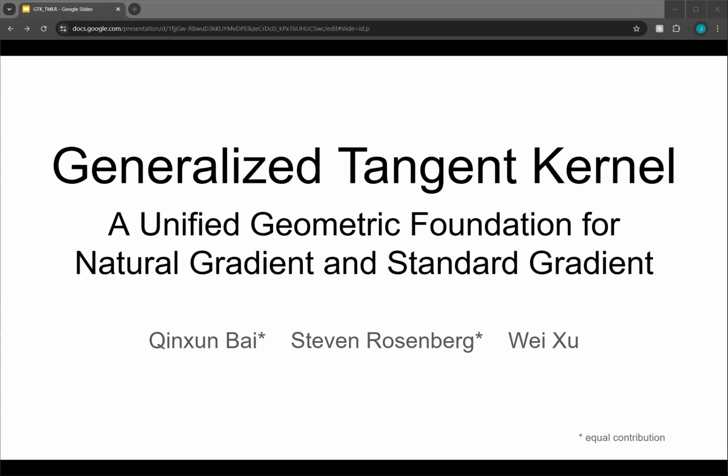Welcome to our presentation. I'm going to introduce our work on generalized tangent kernel, a unified geometric foundation for natural gradient and standard gradient. This is a joint work done by Qingxun Bai, Steven Rosenberg, and Wei Xu.